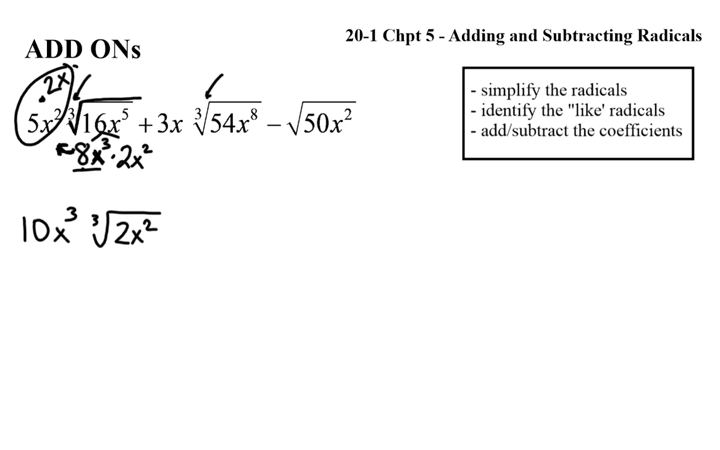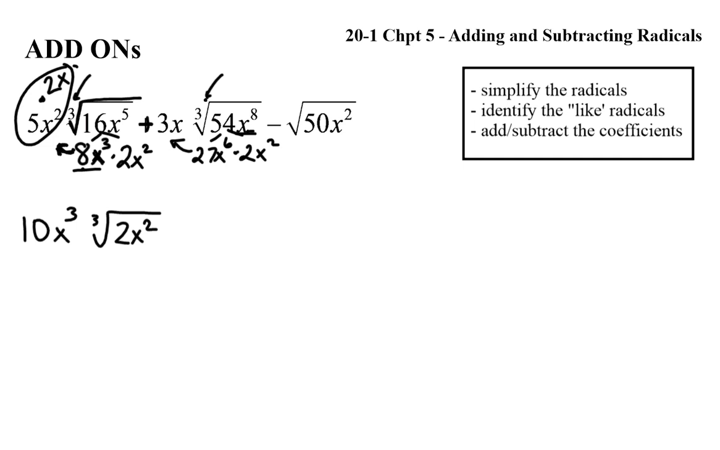Now I need to do the same thing with my second mixed radical. Well, 54x to the 8. Well, it's a cube root. So 54 could be thought of as 27 and a 2. What's cube rootable in terms of a variable? Well, that would be an x6. And that would leave me with an x squared. So this 54x to the 8 could be broken down to 27x6 times 2x squared.